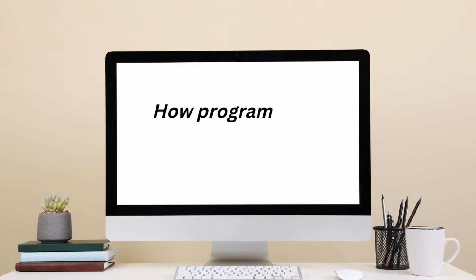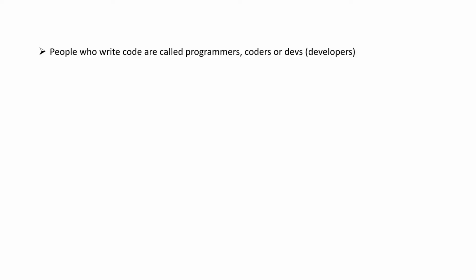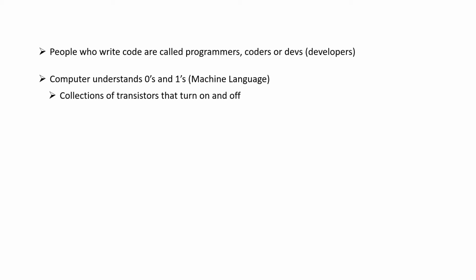How programming works. Okay, so people who write code are called programmers, coders, or developers. Computers only understand binary, zeros and ones, which is called machine language. On the hardware level, it's just a bunch of transistors that turn on and off. The combinations of these ones and zeros turn on these transistors, which sends electronic signals and helps provide different outputs.